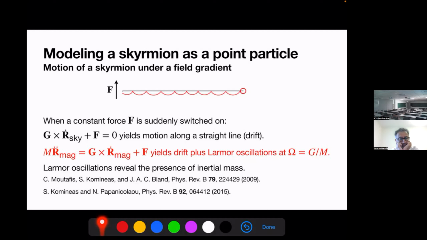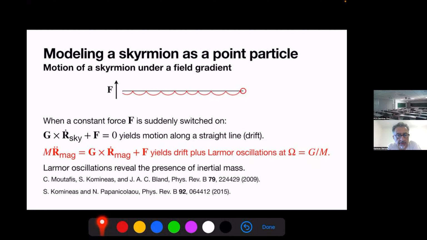And depending on how they defined the position, if they used the skyrmion density to define a position, then they got a straight line. When the force points in the y direction, the skyrmion is moving in the x direction, this black straight line. And when they used the magnetization as a weight, they obtained this different dynamics, which involves these Larmor oscillations at the frequency given by the ratio of the gyroscopic coupling and the mass.